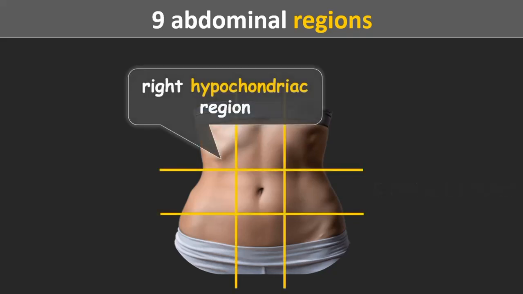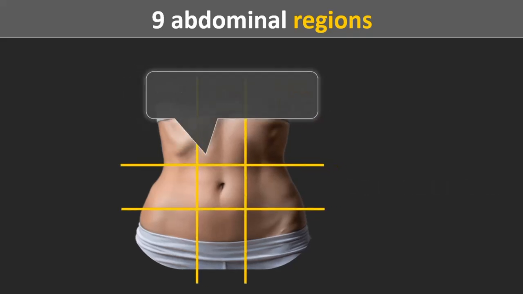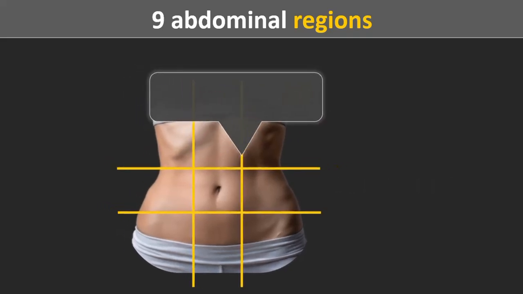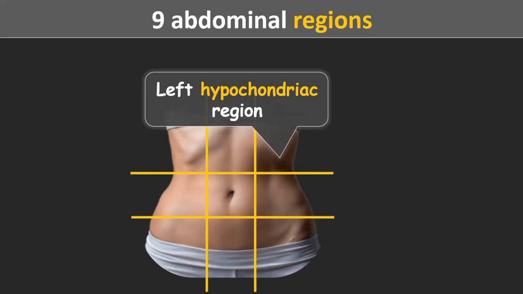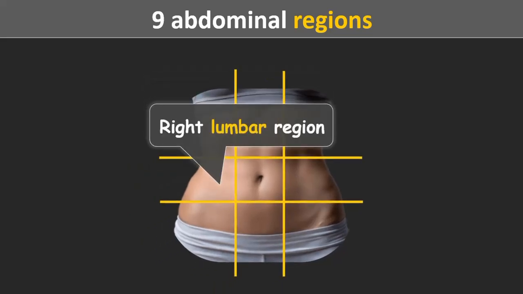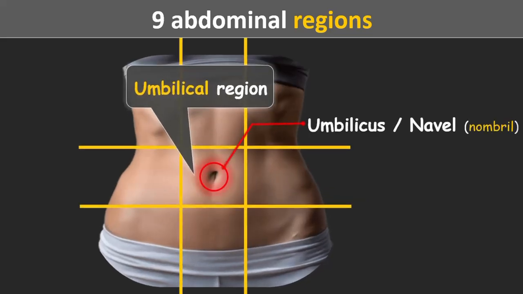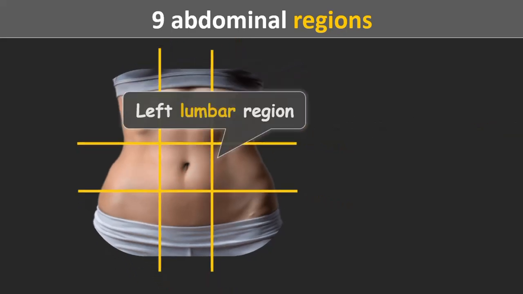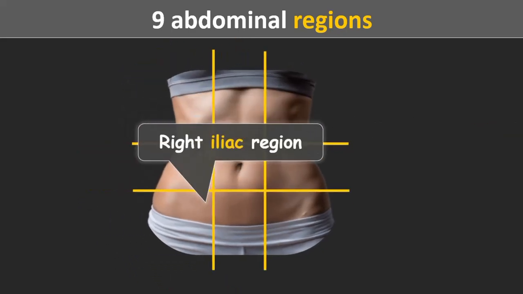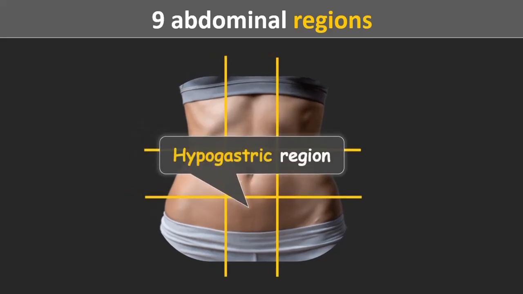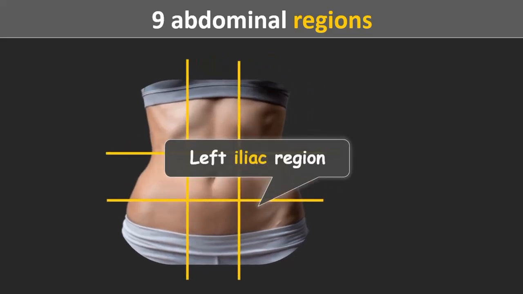So this is the right hypochondriac region, the epigastric region, the left hypochondriac region, the right lumbar region. This is the umbilical region. It is called like that because of the umbilicus that we have right here, also known as the navel. This is the left lumbar region, the right iliac region, the hypogastric region, and this is the left iliac region.